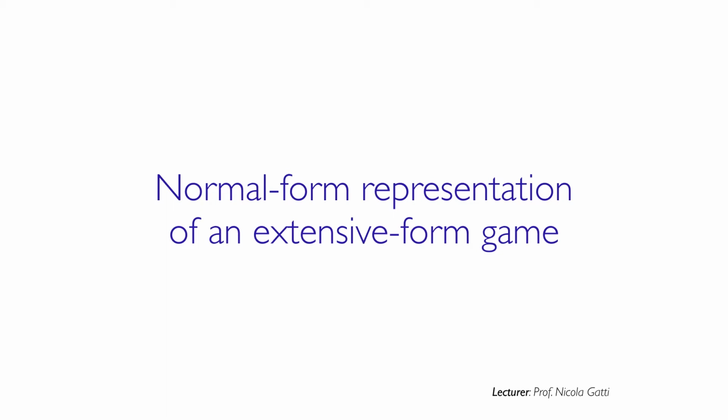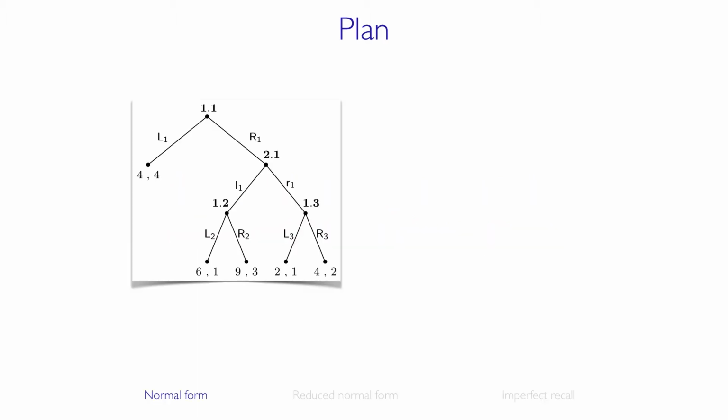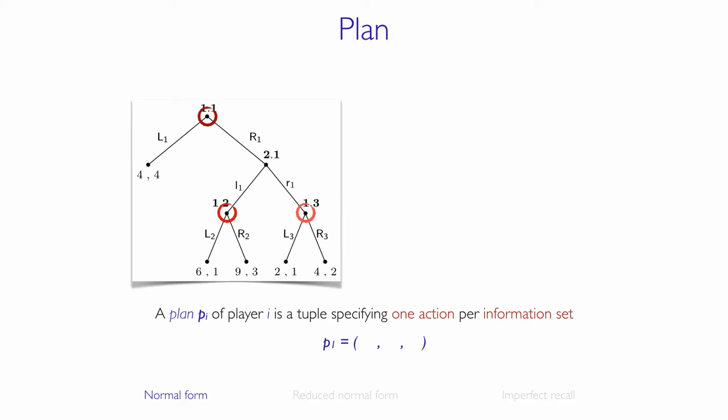A crucial issue in game theory is understanding the relationship between the different representations. Here, the relationship between the extensive form representation of a game and the normal form representation are investigated. The central concept in the normal form representation of an extensive form game is the plan. A plan of a player is a tuple that specifies one action for each information set of that player.